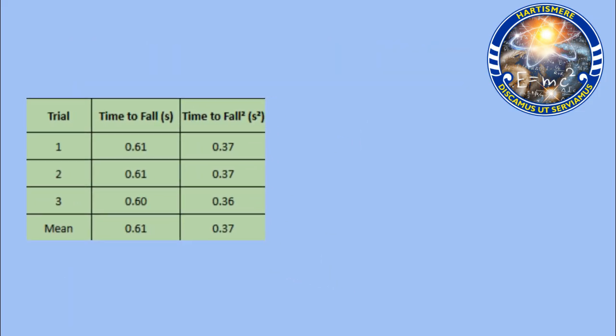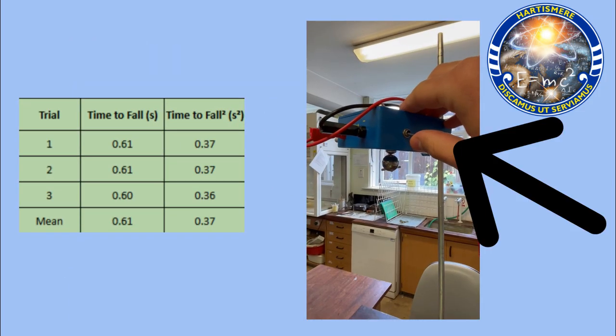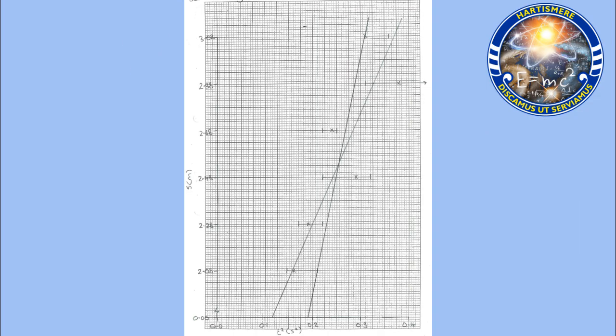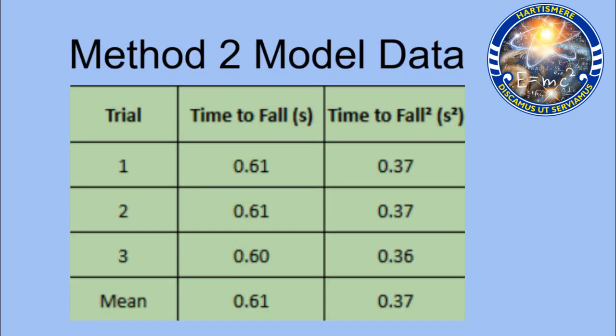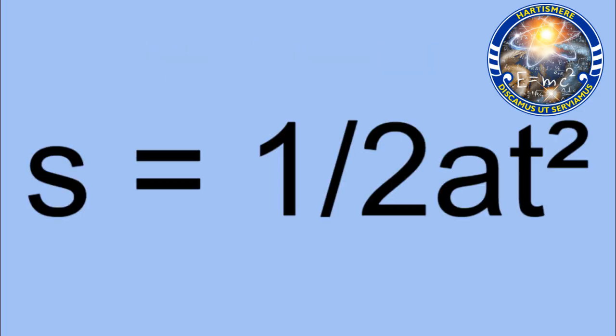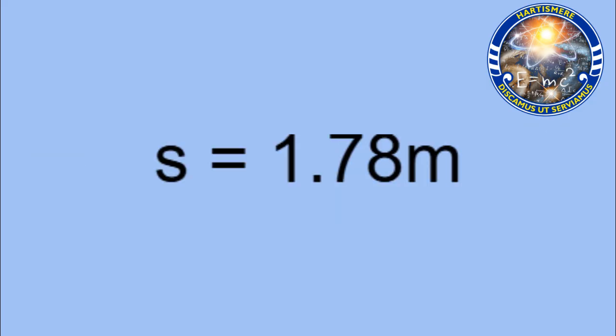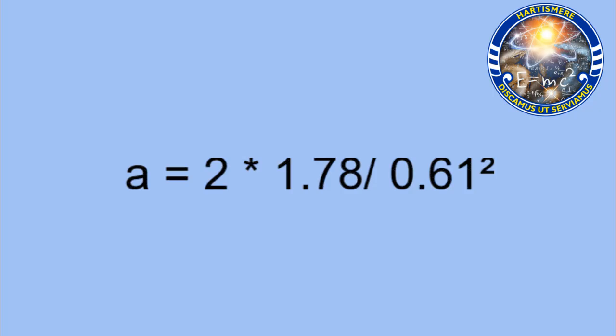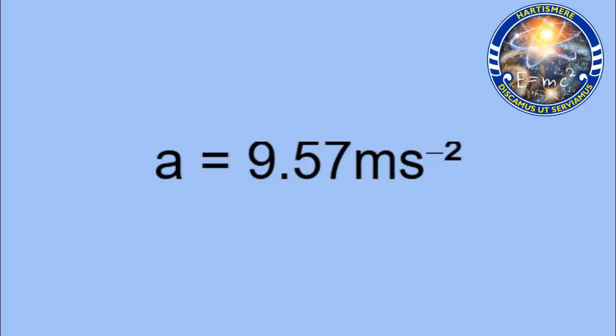Depending on how much time you have, you can adjust the height of the electromagnet and record extra readings for the time to fall and plot another graph, similar to the one for the manual method, but in this instance we are just using trial data to compare experimental values for G. Using the same SUVAT method as before and having dropped the ball from a height of 1.78 meters, we get an experimental value for G of 9.57 m/s².